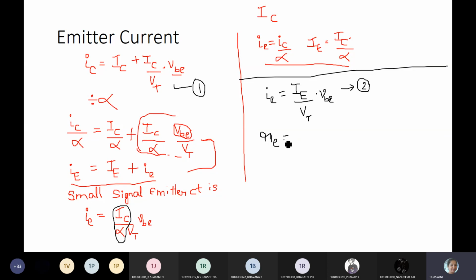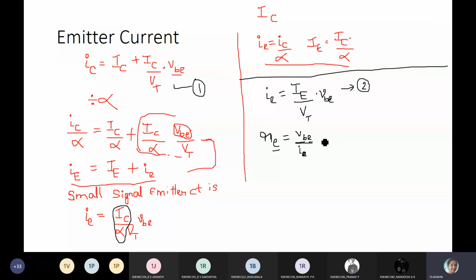What is the formula for resistance? How do we define resistance in terms of voltage and current? V by I. What V and what I? With respect to the emitter, it is the input voltage VBE by the input current. I am particular about the input resistance at the emitter terminal. So RE is defined as voltage by current with respect to the emitter: VBE by the emitter current IE.